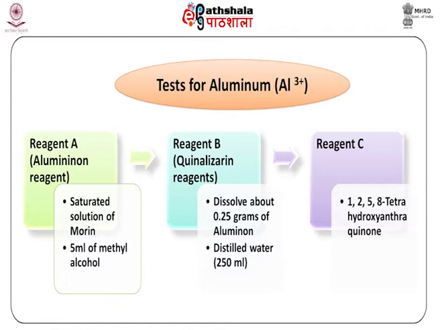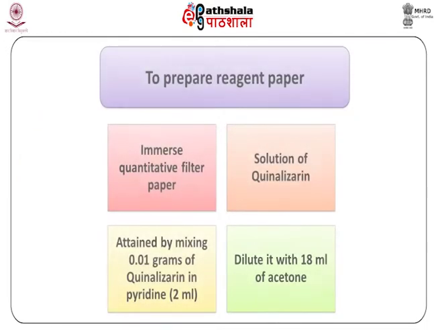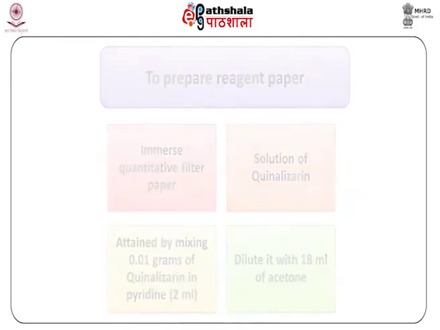tetrahydroxy anthraquinone is used as reagent C. To prepare reagent paper, immerse quantitative filter paper in the solution of quinalizarin, which is attained by mixing 0.01 grams of quinalizarin in 200 ml of pyridine. Now dilute it with 18 milliliters of acetone.